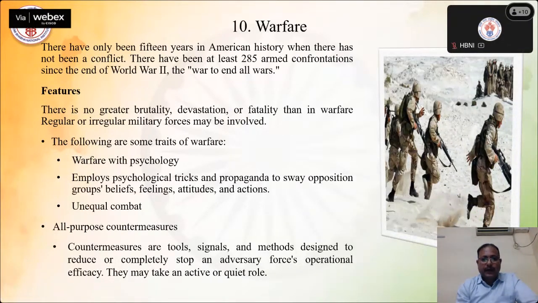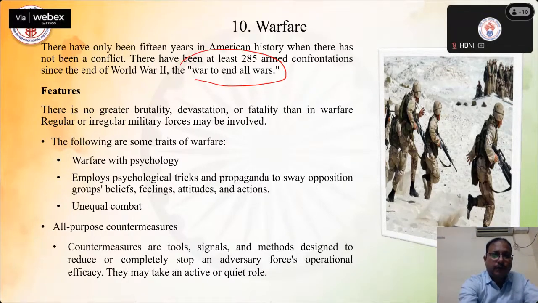Next is warfare. There have been only 15 years in American history when there has not been conflict. There have been at least 285 armed confrontations since World War II, the war to end all wars. You have all heard about World War II. After that, the war was not over. Features of warfare: regular brutality, devastation, and fatality. Then in warfare, regular or irregular military forces may be involved.